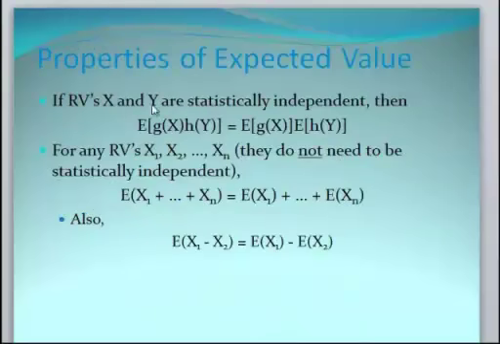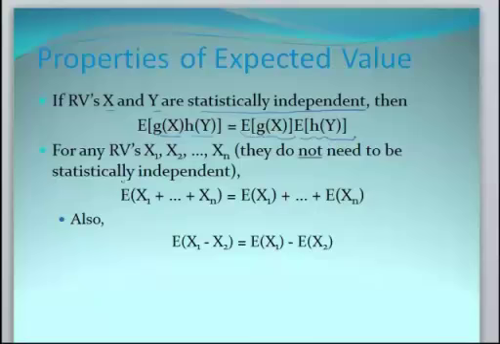Now, a neat little trick is that if you have an x and a y that are statistically independent from one another, meaning you can vary one and it doesn't affect varying the other, then the expected value of the function of x times the function of y can be taken apart, and you just multiply the expected values of each of those functions.